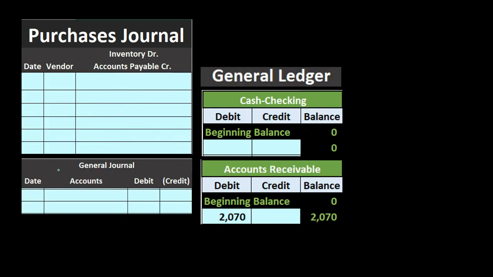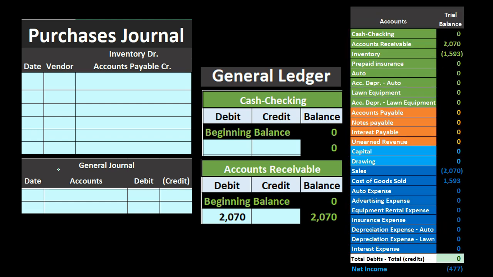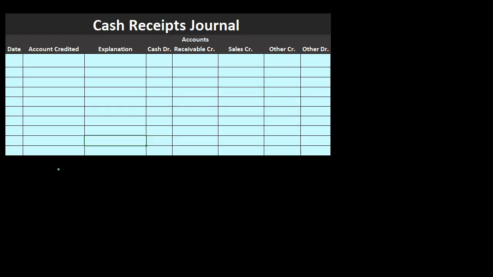So we're going to be able to save time by recording all this into this journal, then making the general journal entry at the end, which will be the total of all the transactions there, using that then to post to the general ledger the activity for the entire period, in our case the month, and then make the trial balance from that, as well as the financial statements. Then we have the cash receipts journal, a similar type of process.